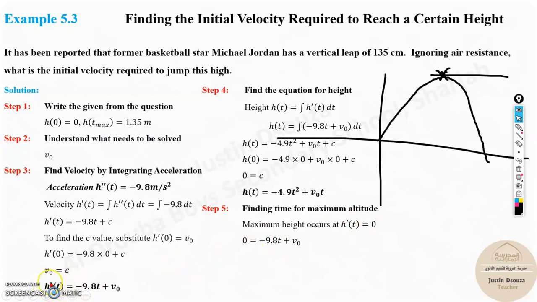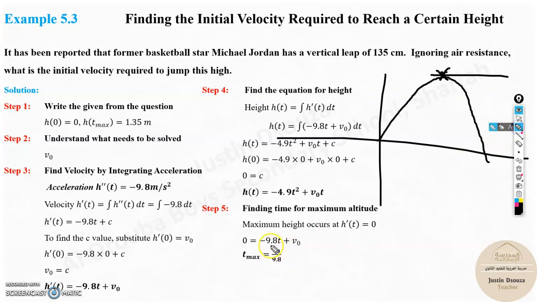h dash of 0, put it as 0, and solve what is remaining. You can get the time maximum. See, this basically h dash of 0 means it's at the maximum altitude, maximum height, isn't it? So whatever the time is there, that is the maximum time.